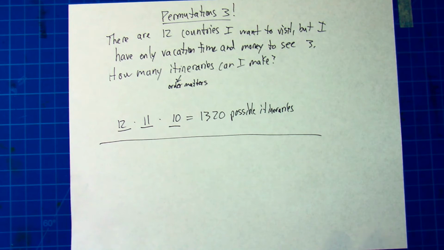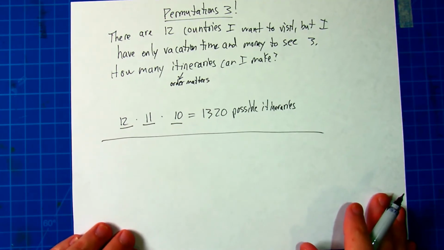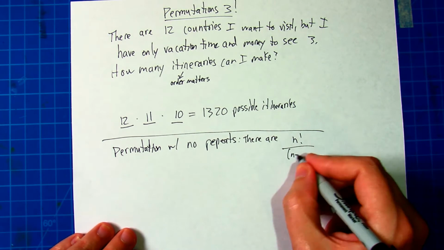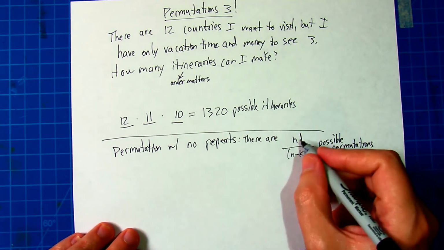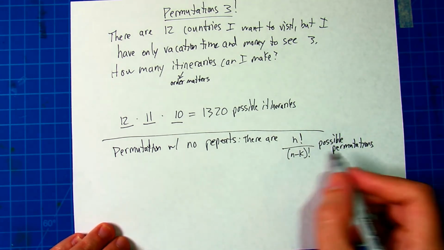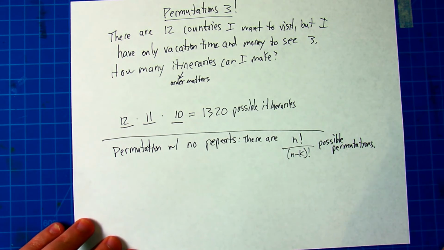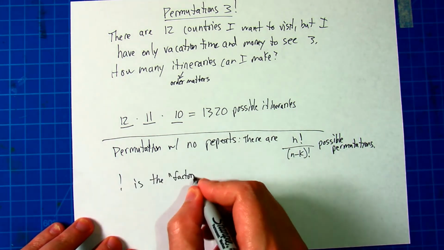Now is the point where you might be asking, this is interesting, but how can I write a shorter formula? Well, if you are doing a permutation with no repeats, there are n! over (n minus k)! possible permutations. But here I am using the exclamation point because I'm very excited, but there's a second reason. This is the factorial function.